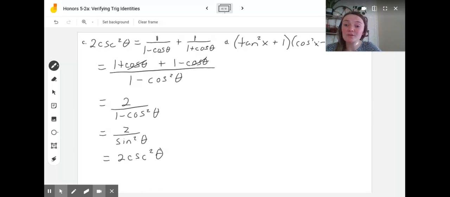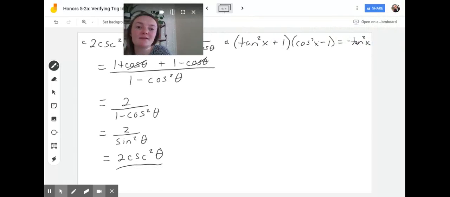Okay, so hopefully you paused the video and you tried this one on your own. So what you should have gotten is it's the same process. Get the same denominator by multiplying each by the denominator of the other. And what we're going to get is 2 over 1 minus cosine squared theta. Well, that's the same as 2 over sine squared theta, which is the same thing as 2 cosecant squared theta. All right, let's just try one more.